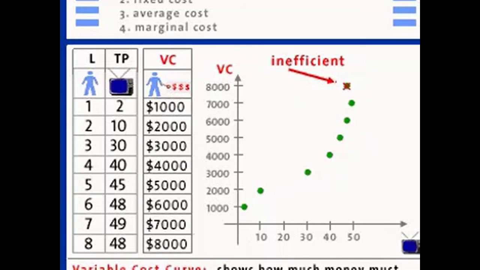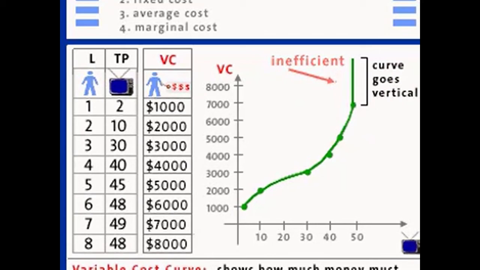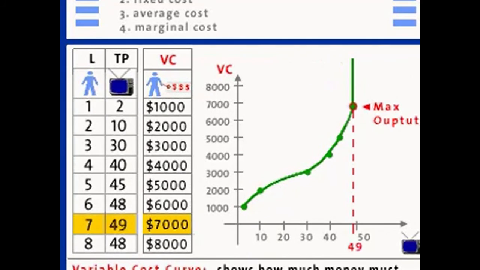And eventually, my variable cost curve simply becomes vertical. When it becomes vertical, it represents the fact that you can spend all the money that you want to on labor, but you can't produce any more television sets. Once the total product of our factory has reached a maximum, the firm can spend more money if it wants to on labor, but it can't produce any more televisions. As we looked at the numbers before, we saw that the maximum total product was 49 television sets. That's the most we can ever produce. So at that point, our variable cost curve will go vertical. You can hire more labor, but you can't get any more output.